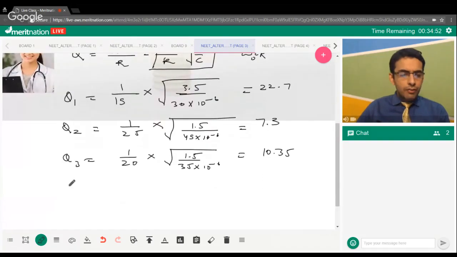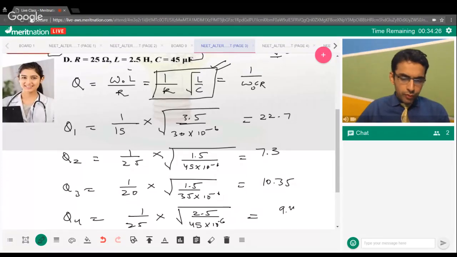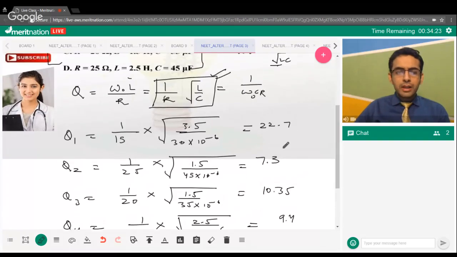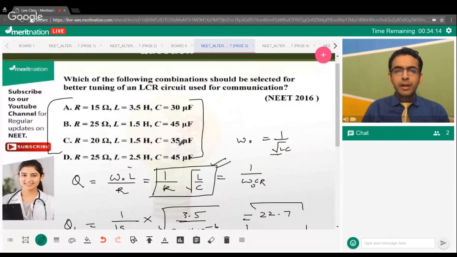And for the last one, Q4, you'll get 1 by 25 into under root of 2.5 divided by 45 into 10 to the power of minus 6. And that's equal to 9.4. When you compare all these values, you can find that the first one is the maximum. As this is maximum, this circuit is best suitable for tuning in a communication system. So the correct answer for the given question is A.